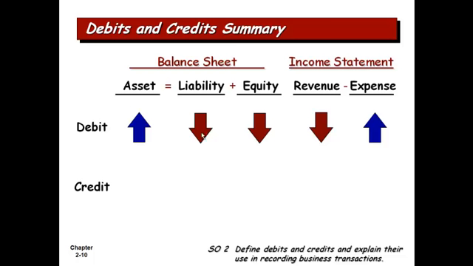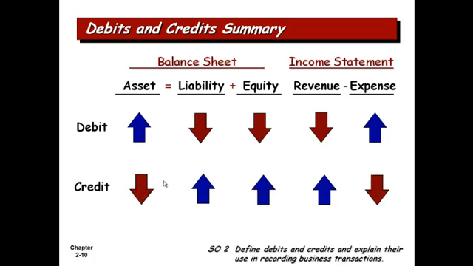Debits decrease liabilities, equity, and revenue. Conversely, credits decrease an asset, decrease an expense. So you'll see asset and expense usually have the same, will definitely have the same debits and credits. Liabilities, equities, and revenues are affected by credits the same way, they increase them, and they're affected by debits the same way, as you'll see, the decrease.